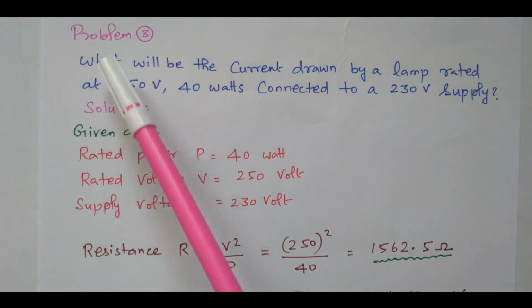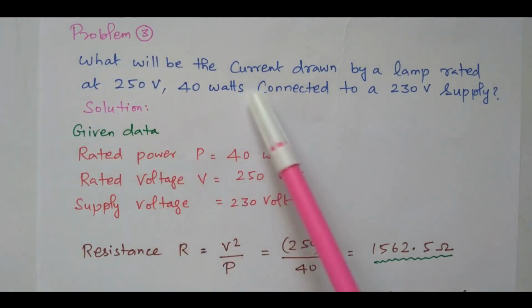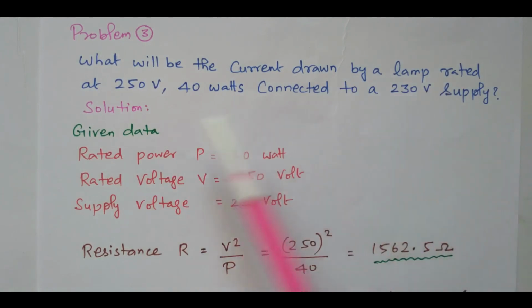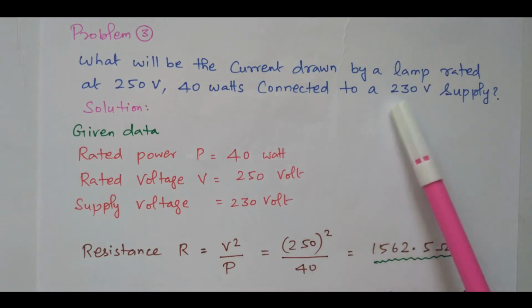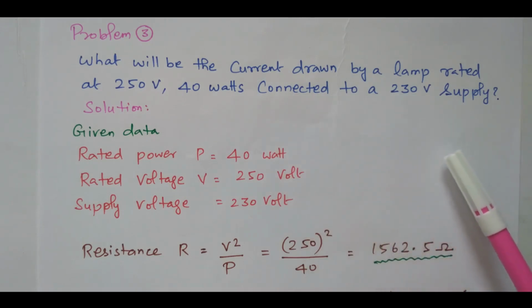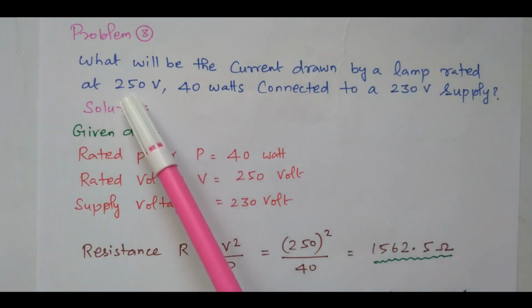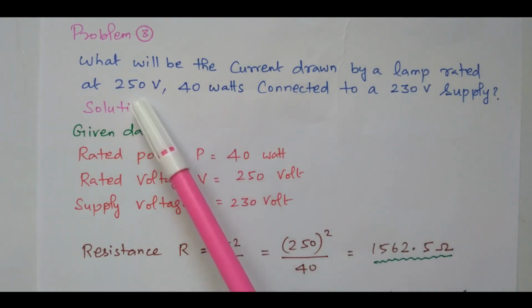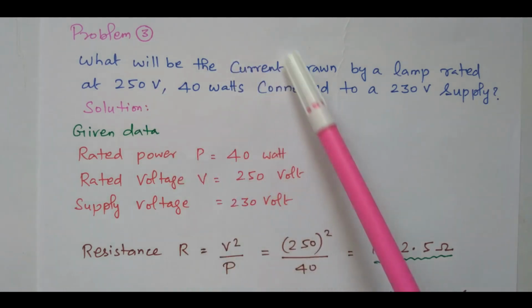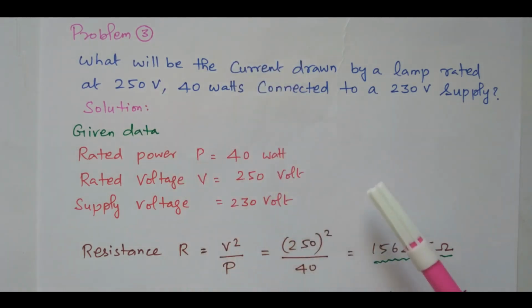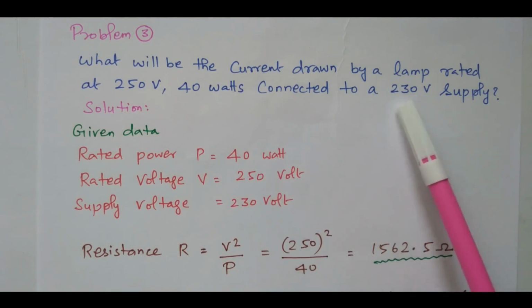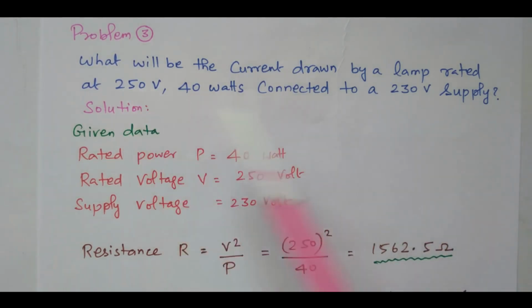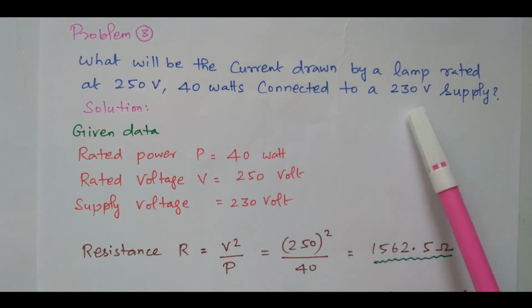We'll refer to the third problem. What will be the current drawn by the lamp rated 250 volt 40 watts connected to a 230 volt supply? Right? So one lamp is available. The rating of the lamp is 250 volt, 40 watts. We need to find the current taken by this lamp. It is connected across 230 volt. Since 250 is the rating, 230 is the supply voltage.